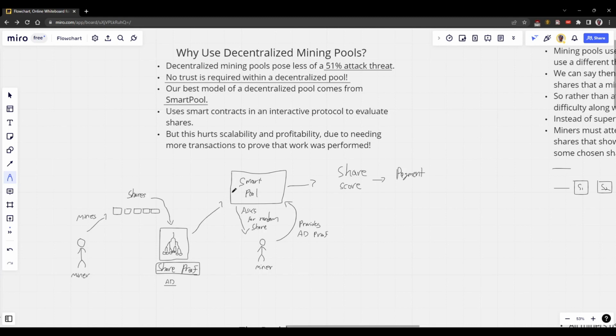which holds it and then asks the miner for a random share. The miner gets this message and then returns an authenticated dictionary proof of existence for that share within the actual share proof. If that share is verified, the SmartPool creates a share score and then a payment on the blockchain. Now, this works pretty well.